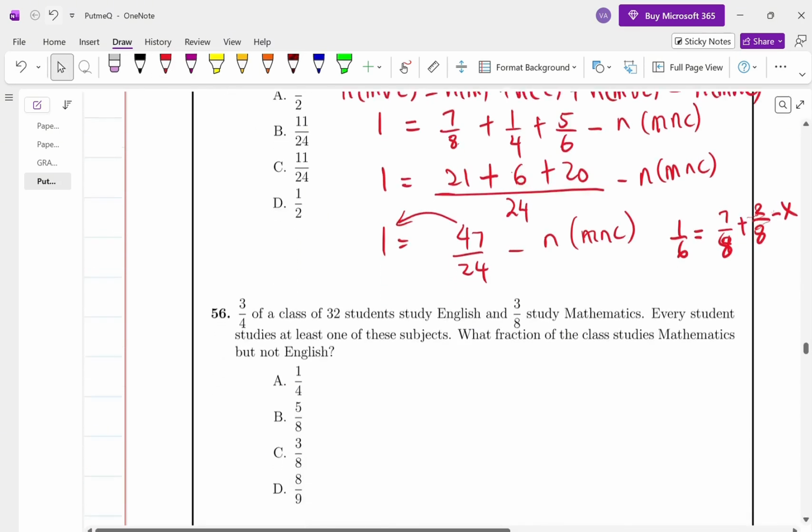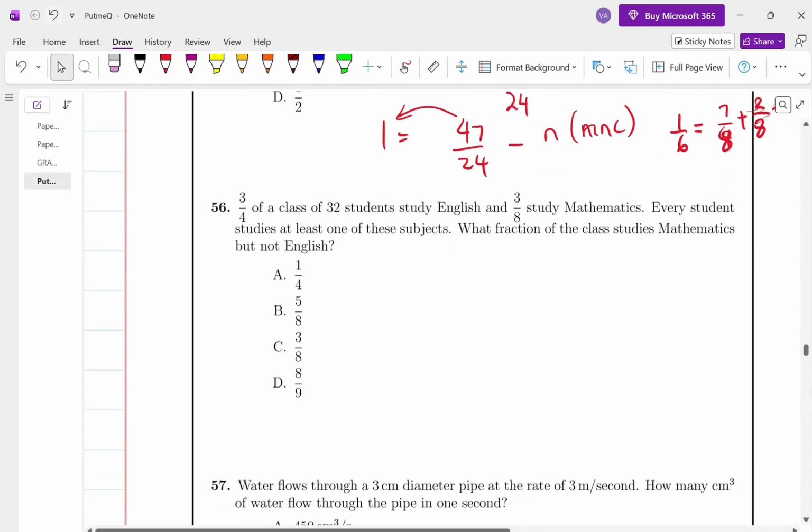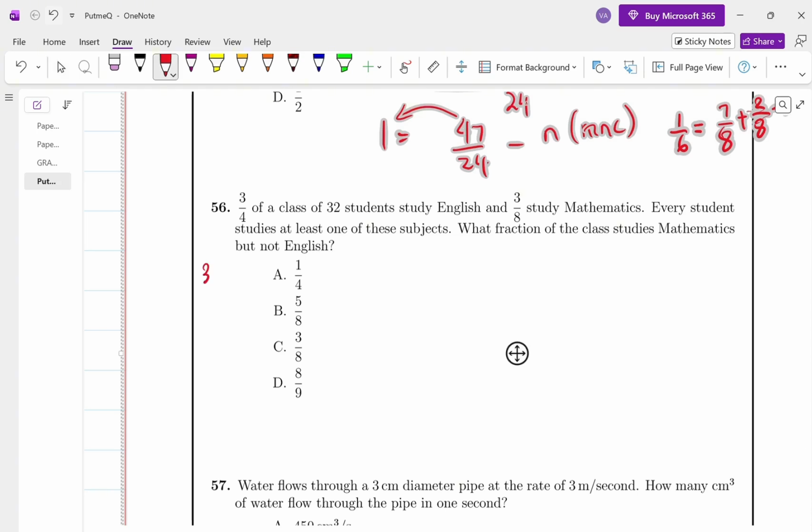Next one. So question 36. 3 over 4 of a class of 32 students study English. So what's 3/4 of 32? 3 over 4 times 32. So 4 here is 1. This is 8, so that's 24. So number of those doing English is 24.